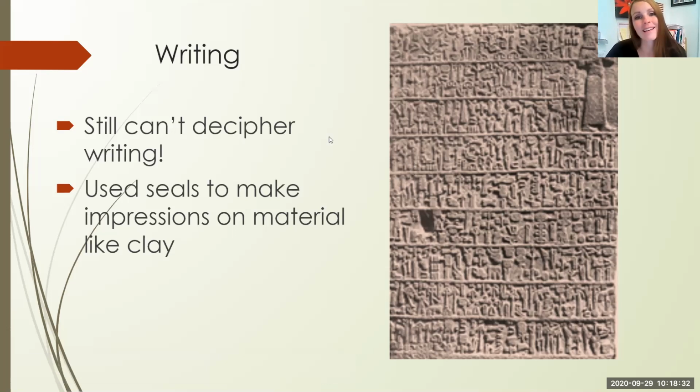They wrote something and maybe it was good. We don't know what it was about. So they used a material like clay. Again, another civilization has used clay. But yeah, we just can't decipher it. We don't know what it means.